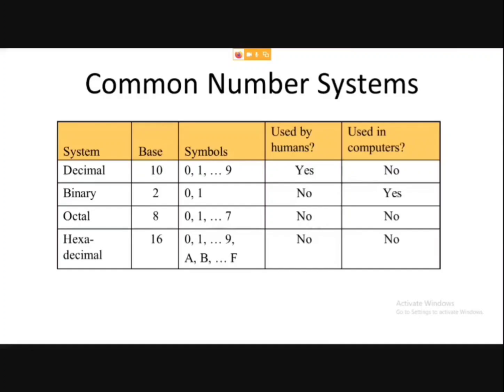Decimal is the one which is being used by humans. Anyone who is educated or not, he is using that number system, decimal number system. And from machine point of view, that means from computers, mobiles point of view, they are using binary as a communication mechanism between the various components.